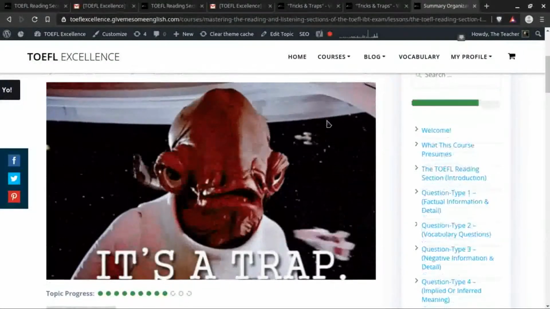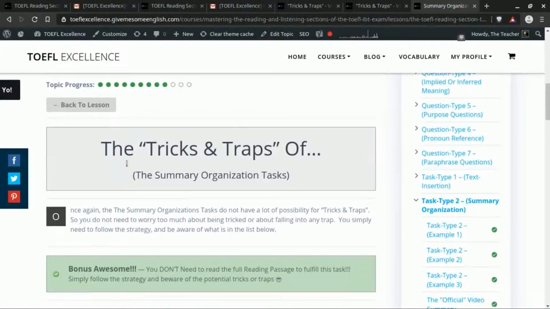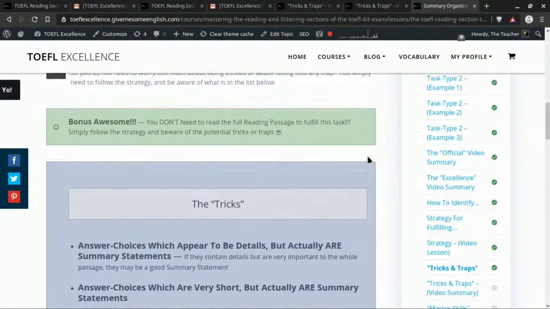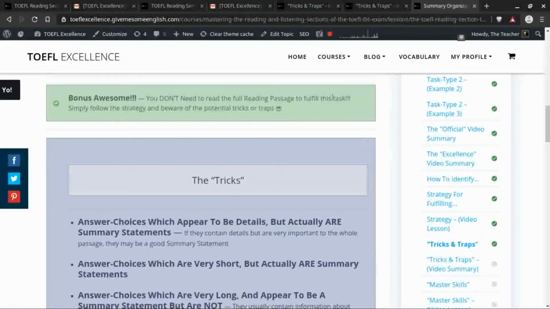All right, we're back again with the tricks and the traps of the summary organization task. Now, there aren't a lot of tricks and traps, and we've really gone over them in the previous two videos, but let's go through them specifically on this one.